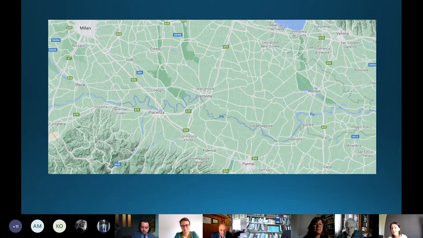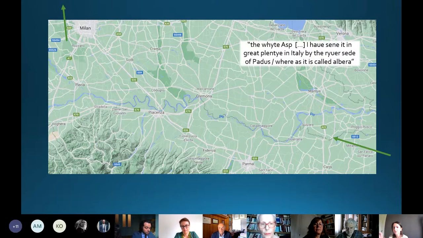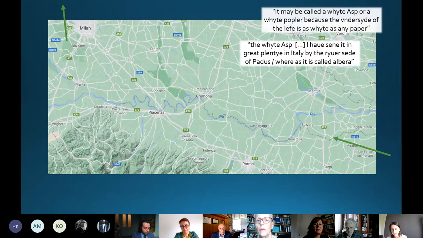In the early 1540s, William Turner is traveling up the Po Valley, coming from Ferrara, going up towards Como, where for the first time in his life, he apparently saw a great plenty of white poplars by the riverside, where he noted they were called albero. He remarked that he had not seen them in any place in England, but should this tree be found there, it may be called a white ash or a white poplar, because the underside of the leaf is white as any paper. He provided a name and an explanation for it.